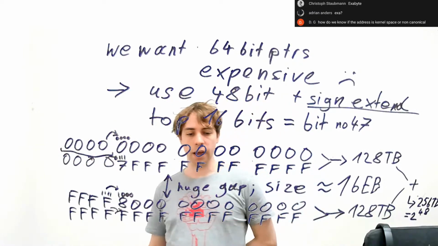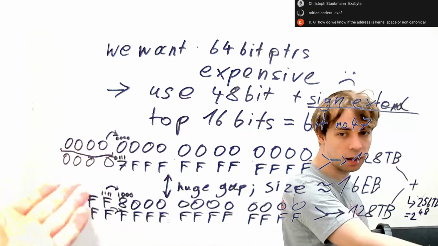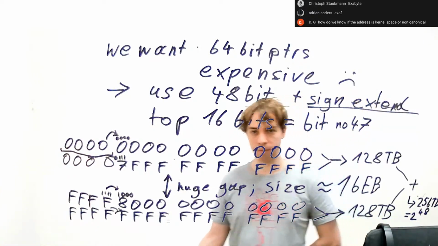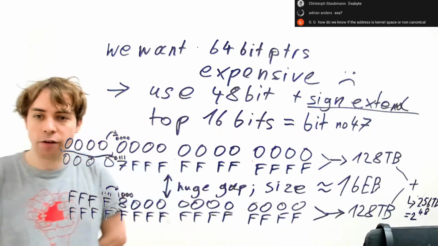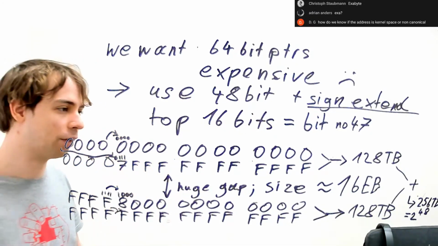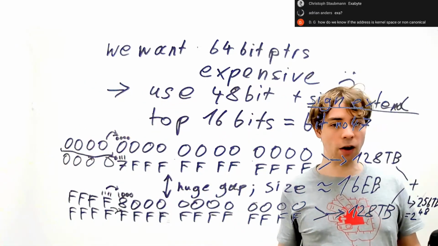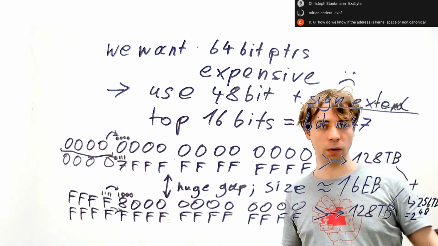How do we know if the address is kernel space or non-canonical? Well, if it's non-canonical, it's somewhere in this address range in between. If it's in between this address space, you don't even need to access this address. You already know that it's a non-canonical address. There cannot be a valid pointer between those two addresses.